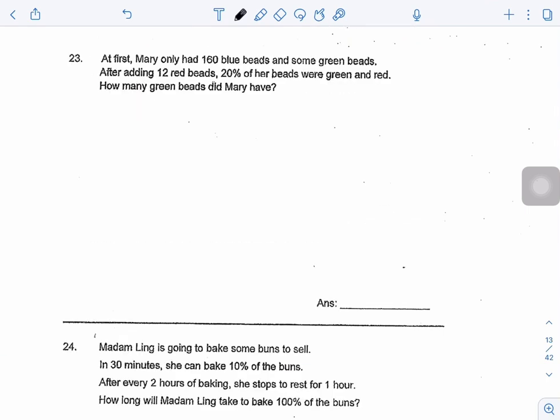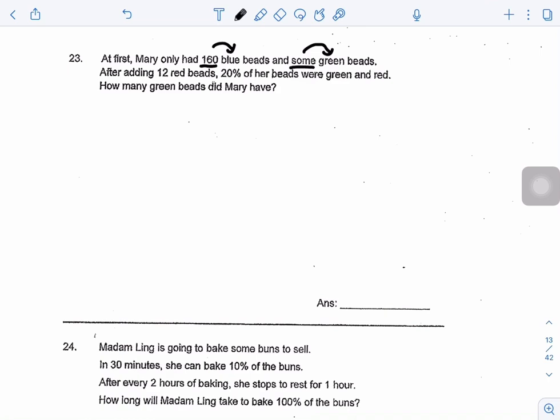Question 23. At first, Mary only had 160 blue beads and some green beads. This 160 is only talking about blue beads, okay? The green beads is some. We don't know how many. So 160 is not including the green beads. After adding 12 red beads, 20% of her beads were green and red beads. How many green beads did Mary have?